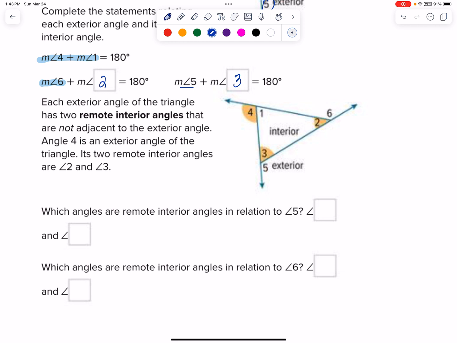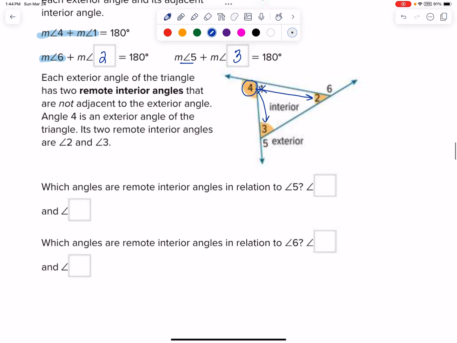Now, next thing I want you to see is this. It says each exterior angle has 2 remote interior angles. They are not adjacent. They're not next to it. So think of a remote control for a TV. You use a remote to control something far away. So remote means farther away. And so when we have an exterior angle, like number 4 is exterior, it has remote interior angles, and they're the ones that are not here, but here and here. Those are the remote interior angles.